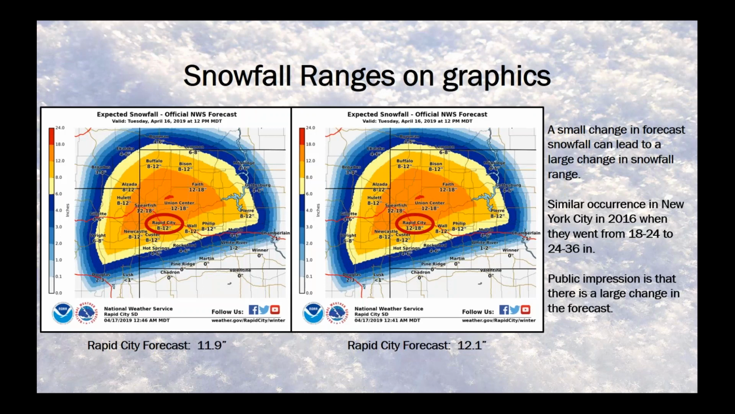It happened in New York City, I believe in 2016, it may have been 2015, where they made a change from 18 to 24 to 24 to 36, and people freaked out. And it had nothing to do with their forecast having a significant change. It's that the color bar changed, or what color bar they were in. And so this is a problem because you're giving the public and partners a perception of a large change that may not occur, and you can't really explain it very well to them in a graphic.